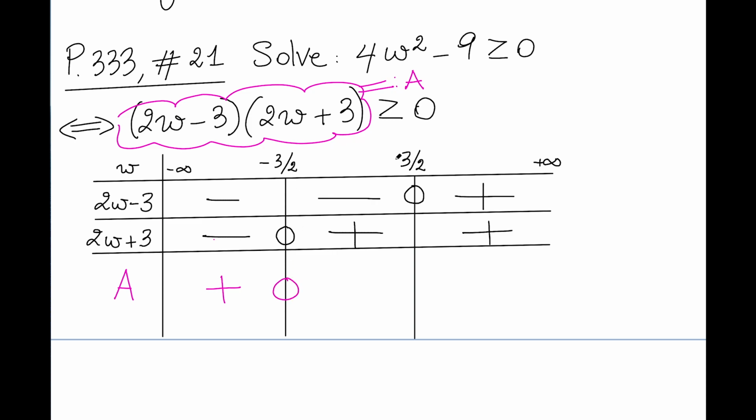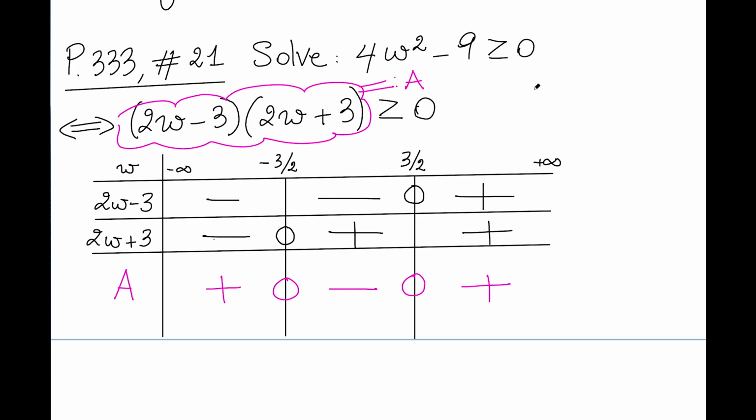When w is between minus 3 over 2 and 3 over 2, this factor 2w minus 3 is negative and the other factor is positive, hence the product is going to be negative because it's minus times plus. When w is 3 halves, one of the factors is 0 and hence the product is going to be 0. And after, when w exceeds 3 halves, each of the factors involved in this game is going to be positive, as such the product is going to be positive.